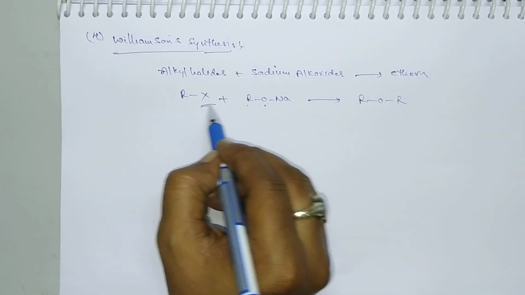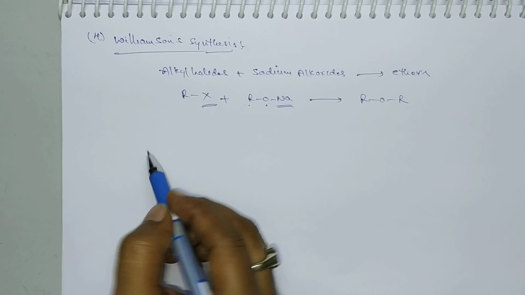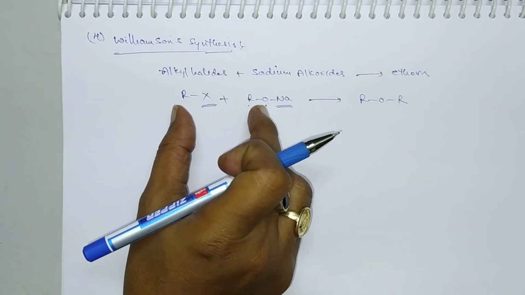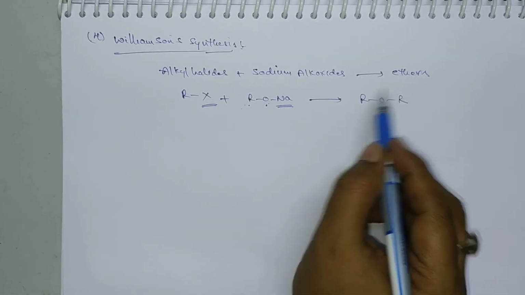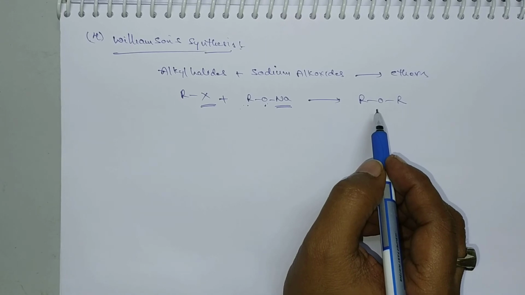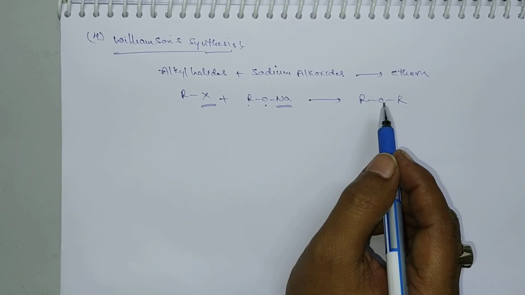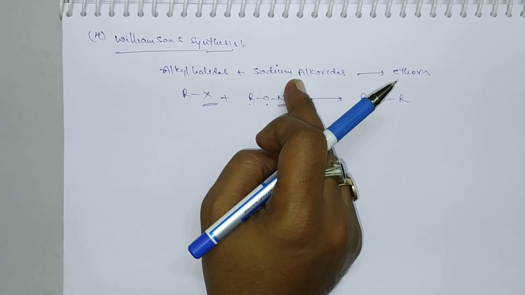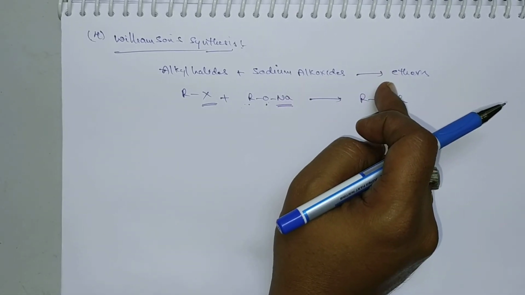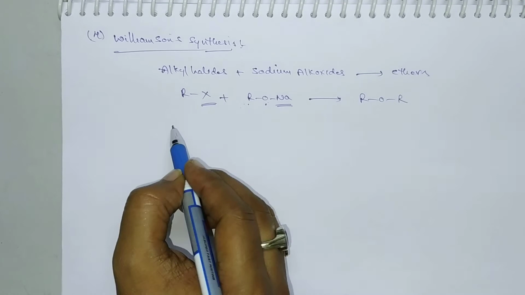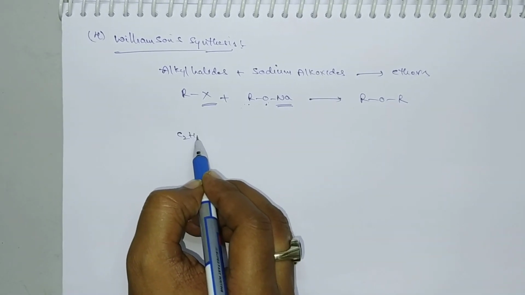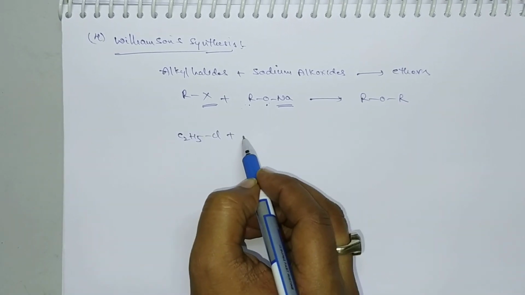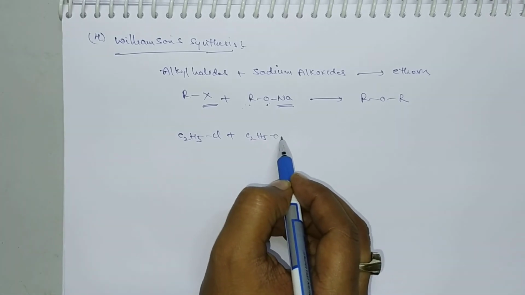So here X is lost and Na is lost. Simply we can write by combining these two. So this is ether. What is the statement? The alkyl halides react with sodium alkoxides to form ethers. That is Williamson synthesis. You can take any example also, if you take C2H5Cl and C2H5ONa.